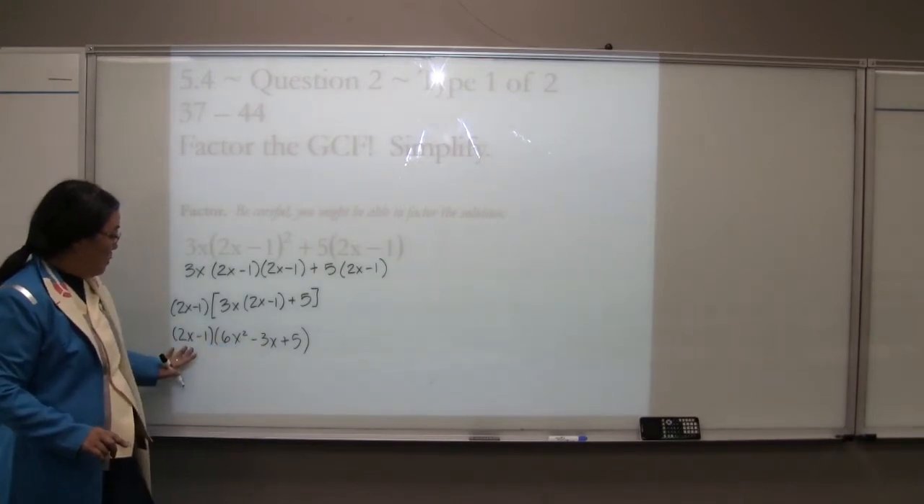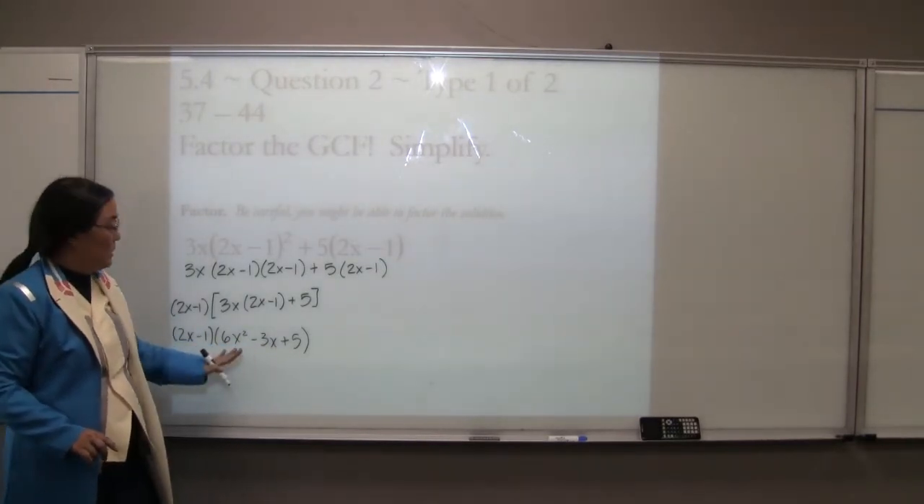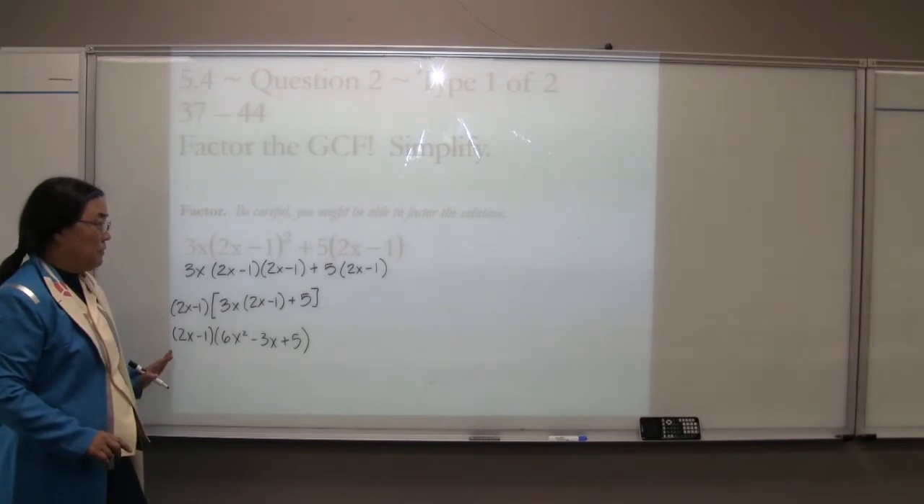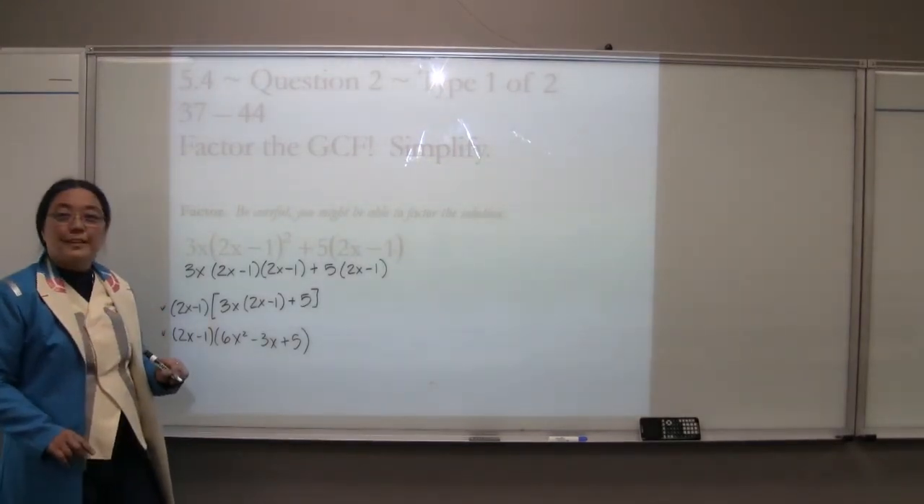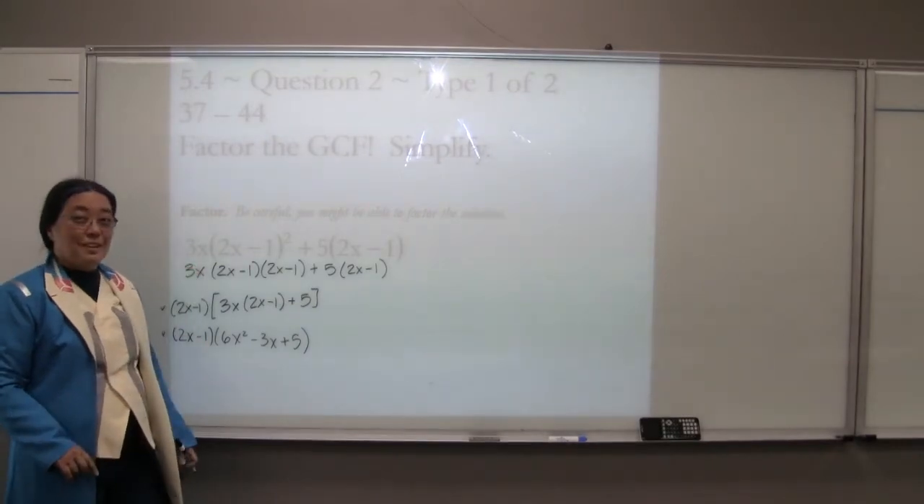We have a binomial in front of a trinomial. If we had a monomial, it would go in the very front. I need to see this for half credit and this for full credit. This just makes it make a lot more sense.